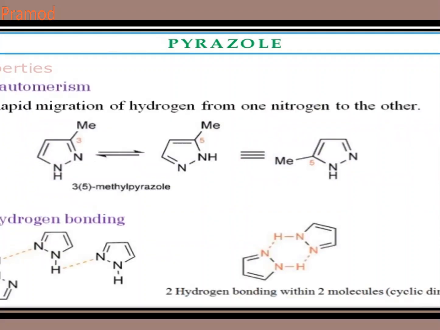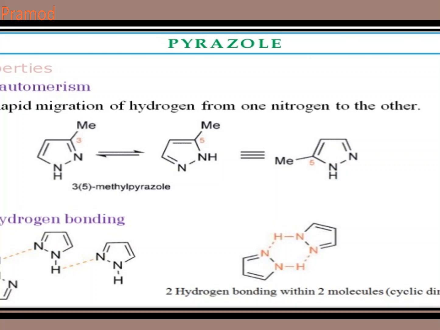Okay, now let's go for the tautomerism. Why is this tautomerism seen? If you see the structure, there are 2 nitrogens which are adjacent. Now the methyl is, one time, in the 5th position. What happens in the second case is that the hydrogen goes from the first nitrogen to the second nitrogen, and the position of methyl becomes 5. Okay, the position of methyl becomes 5.